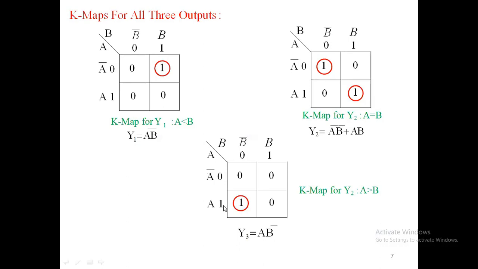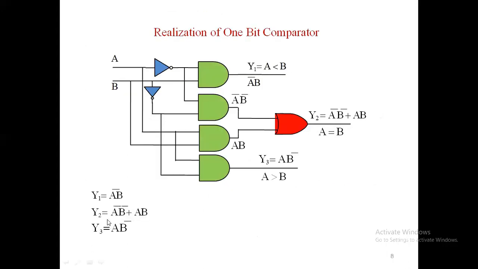So here we have to place only one, that is a b bar. After getting the Boolean expressions, we will draw the logic diagram, that is the combinational circuit. So this is the 1 bit comparator. At y1 we got the Boolean expression a bar b. At y2, a bar b bar plus ab. At y3, ab bar. We got these Boolean expressions from the truth table.